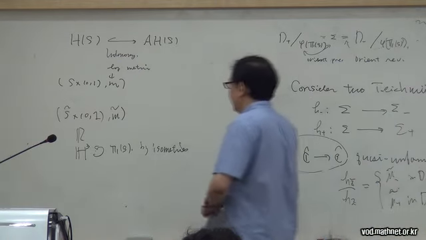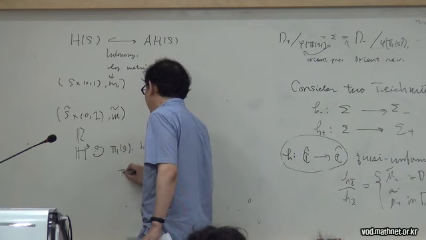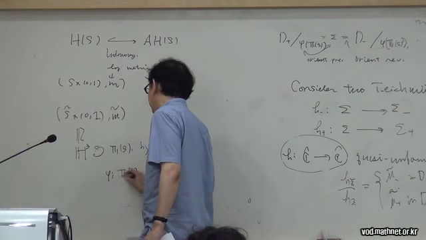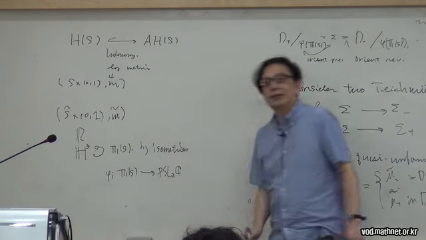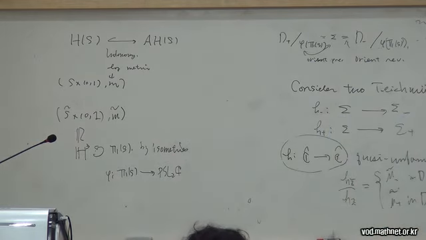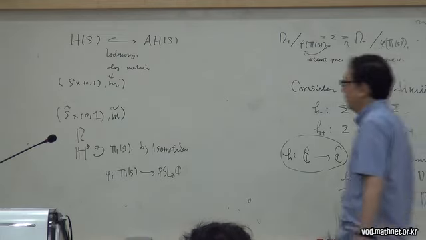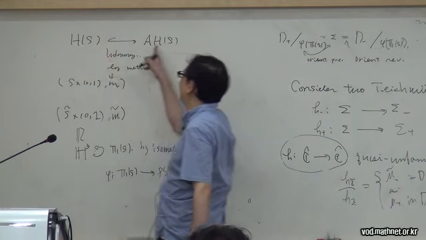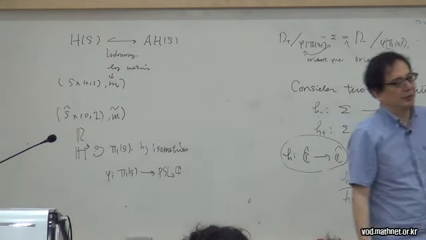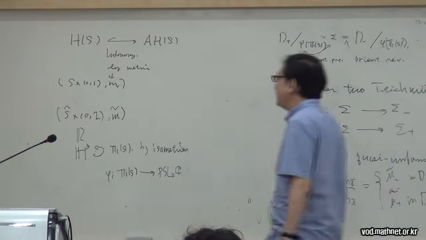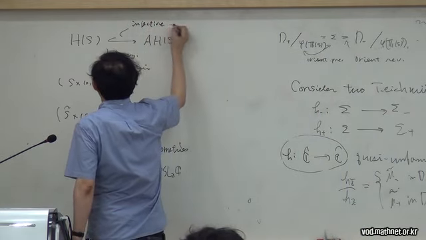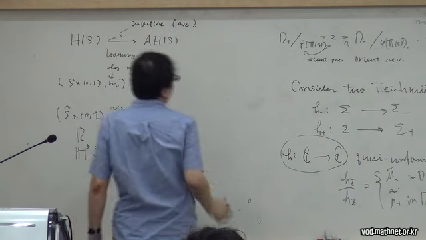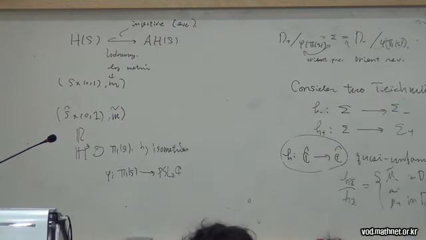Okay? So this gives a faithful discrete representation of pi 1 of S into the group of isometries of H3, that is PSL2C. So this gives a map from H of S to AH of S. And it's easy to see this map is injective. So this is an easy exercise.